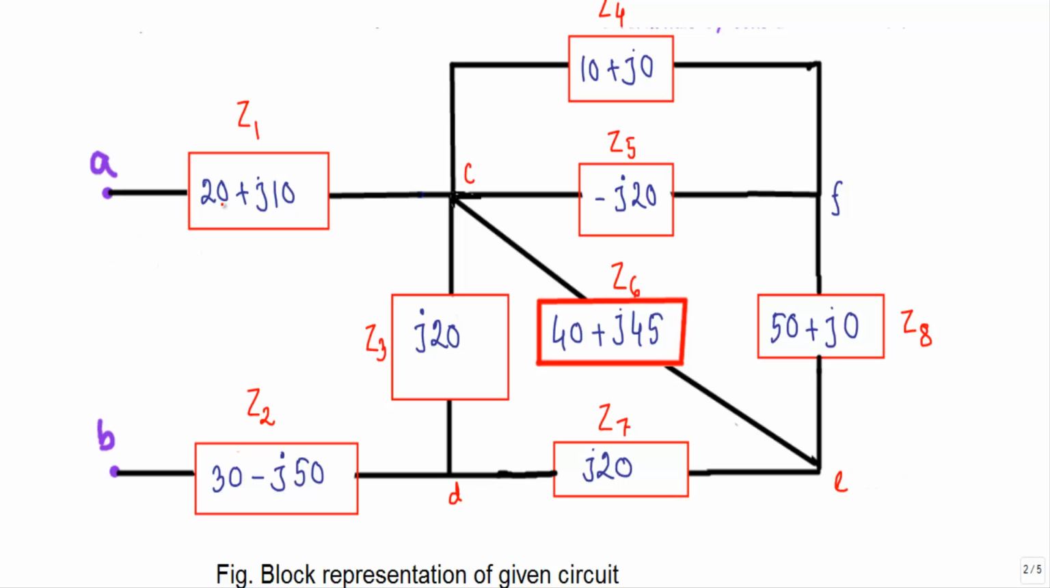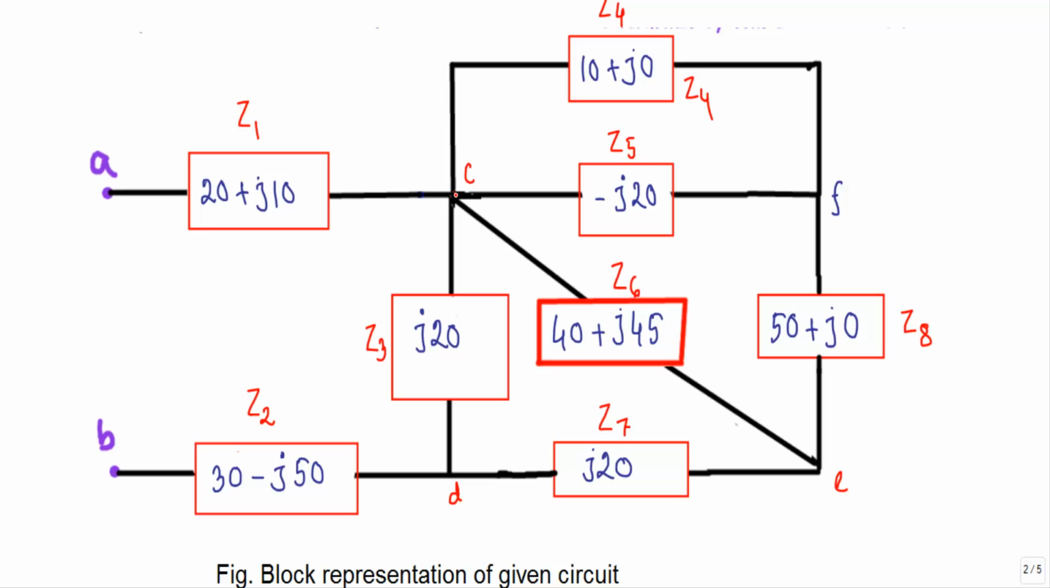Z1 was equal to 20 plus j10, Z2 was equal to 30 minus j50, Z3 was equal to j20, Z4 was equal to 10 plus j0, Z5 was equal to minus j20, Z6 was equal to 40 plus j45, Z7 was equal to j20, and Z8 was equal to 50 plus j0. Okay, now I will simplify this circuit.